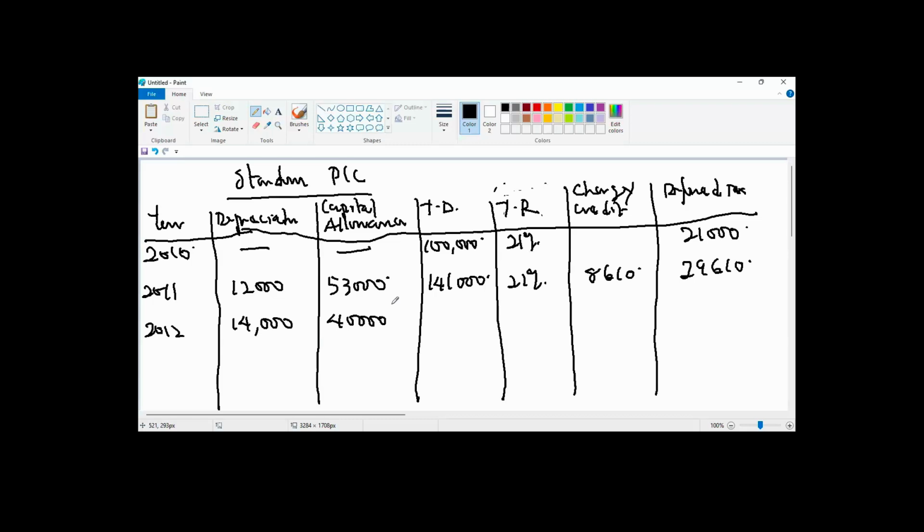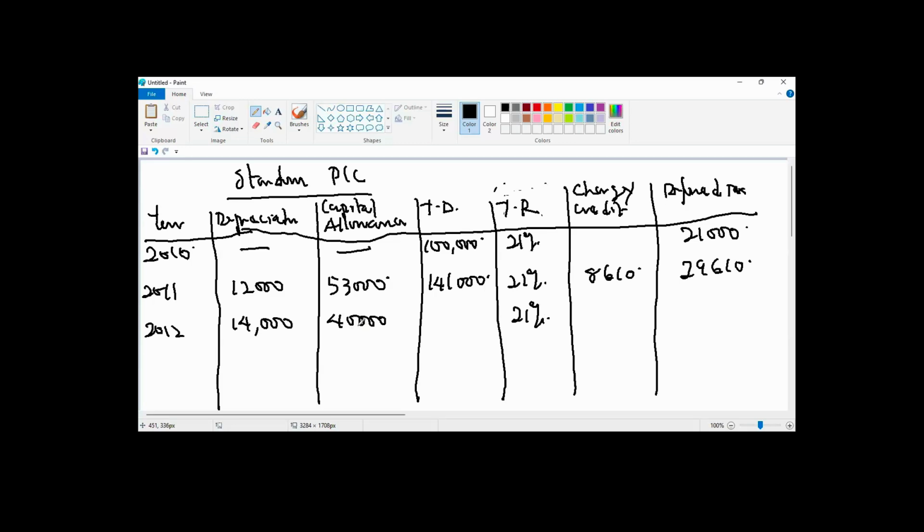It's a charge. When depreciation is less than the capital allowance, it gives a charge, which is taken to the POL. I take to the POL at 21%. I first of all get this: when depreciation is lesser than the capital allowance, meaning capital allowance is greater than depreciation, it will give me a charge.